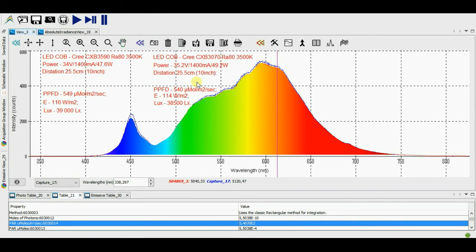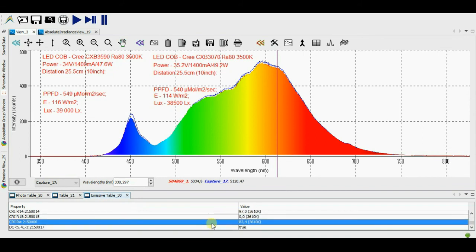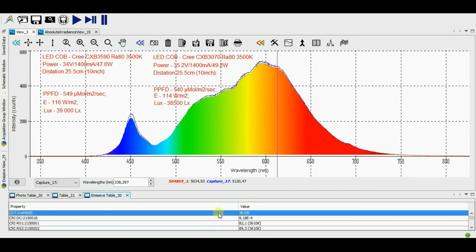So the test for the second array is ready. We see that the consumed power is 2 watts greater, but the main parameter values as PPFD and flux energy are lower. Note that PPFD is the most important parameter for us and its values differ slightly. Therefore, CXB3070 can be used as a cheaper equivalent to the first array. Color reproduction index equals to 83.4 units and luminescence temperature is 3610 kelvins. It seems that the spectrum outlines are the same, but intensity is less.